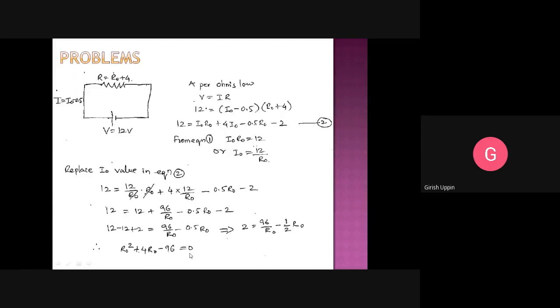is equal to 0. Does anybody know how to solve this? What equation is it called? R naught square plus 4 R naught minus 96 is equal to 0. What kind of equation? Quadratic equation, very good. How do we solve the quadratic equation? What are the roots of a quadratic equation?